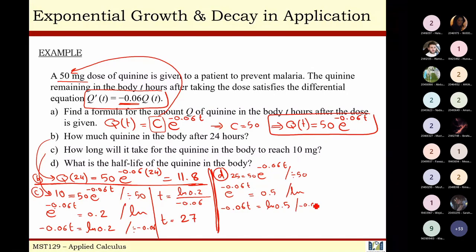So this is equal to around 11.5. So 11 hours and a half. Okay. Any question? Any question?